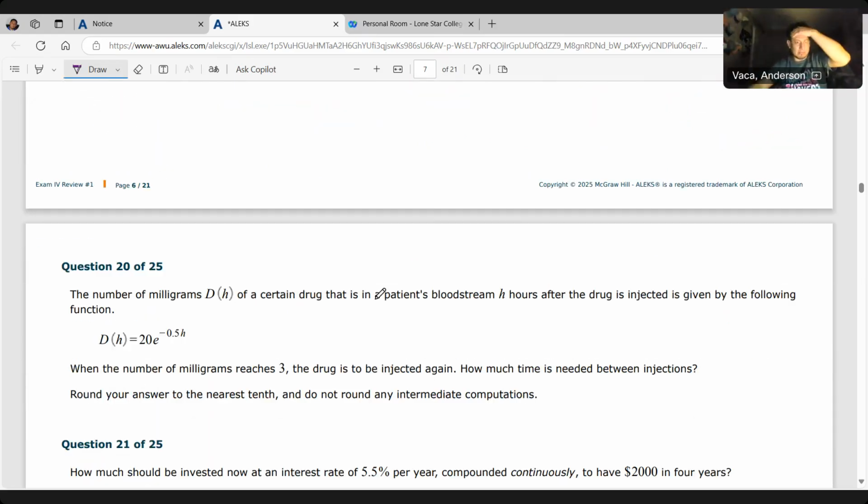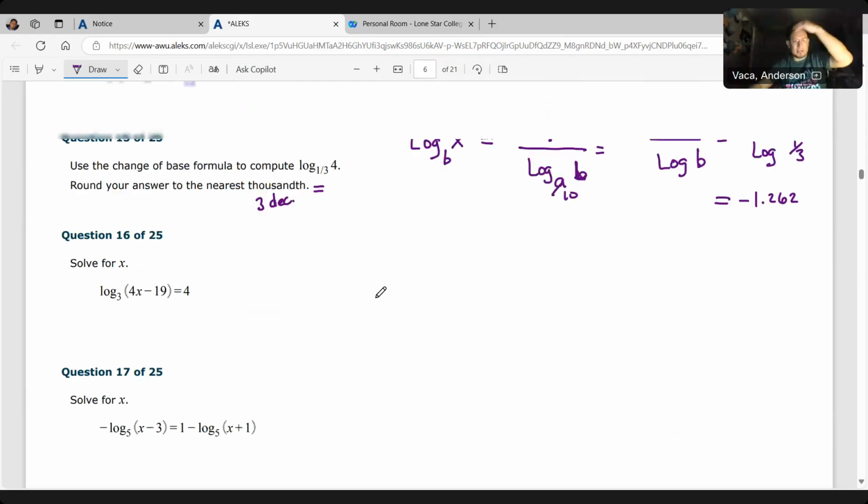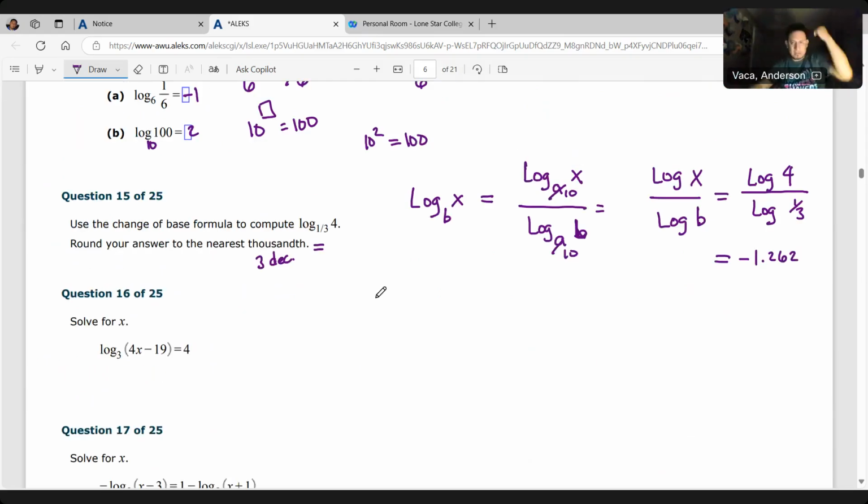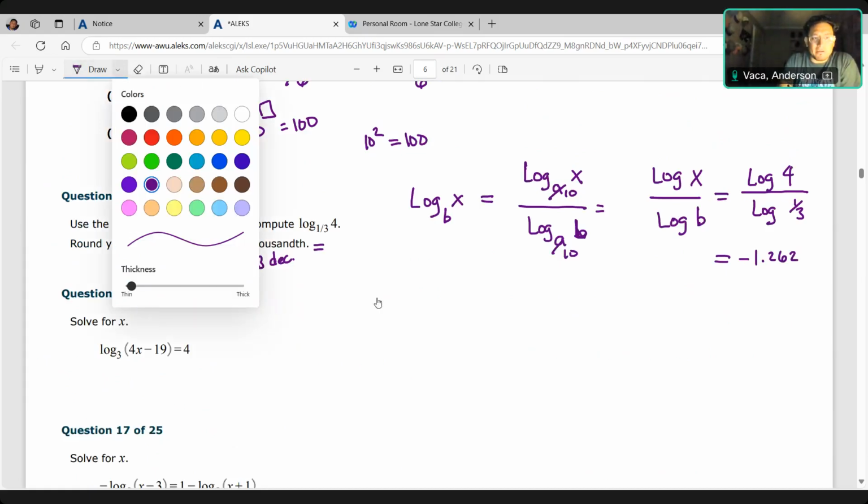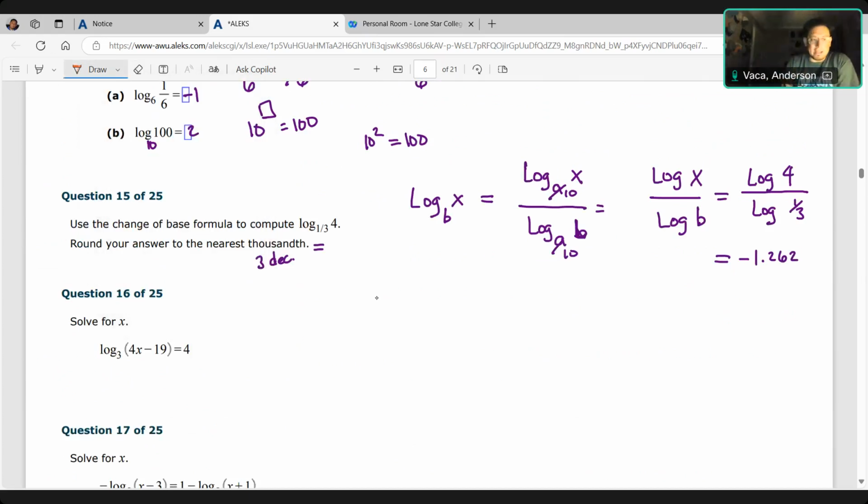All right, got a little bit of everything here. Let's get busy. I mentioned in class that sometimes when we're solving logarithmic equations, we prefer to solve an exponential equation instead. Why do I say that? We can rewrite this as 3 to the power of 4 is equal to 4x minus 19. This will be equal to 81.